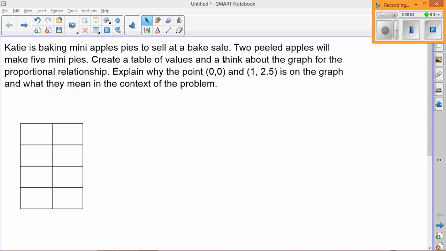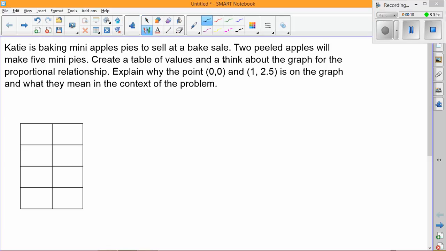So we've been discussing proportional relationships as well as how to graph them and how to make a table of values. So let's read our example problem to further explore.